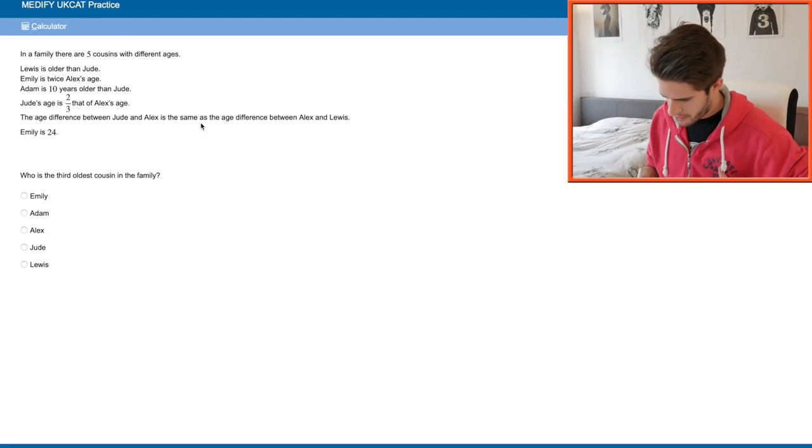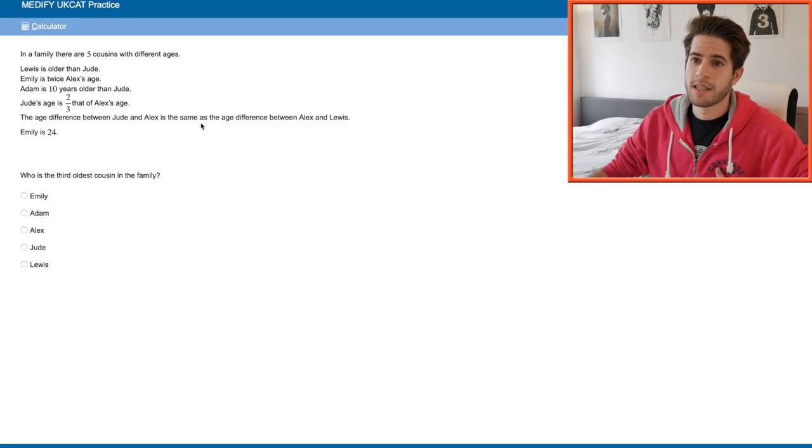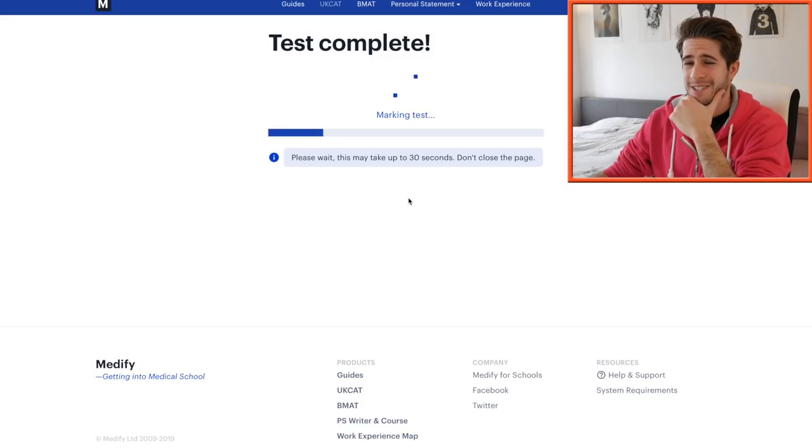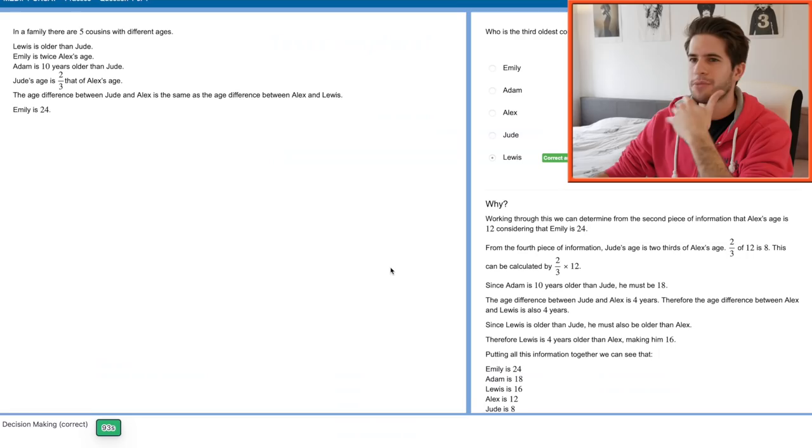So the third oldest, Emily is 24, Adam is 18, Lewis is 16. So I think Lewis is the third oldest. And then Alex is 12 and Jude is 8. Like, so much thinking and ordering going on. Okay, so we got it right.